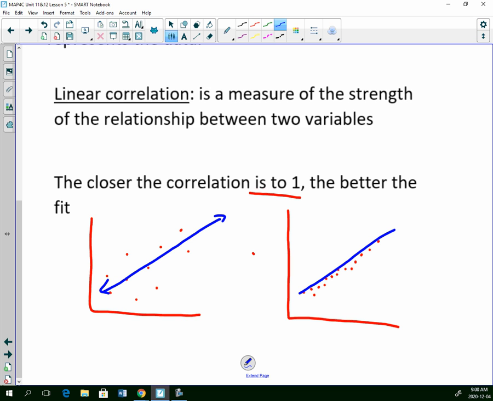Right, this one's going to give me a better correlation because all the points are closer to the line, whereas this one is more scattered. So this one has a better correlation. It's probably closer to 1.